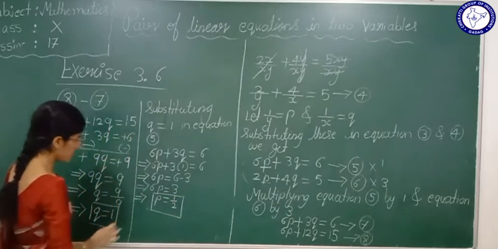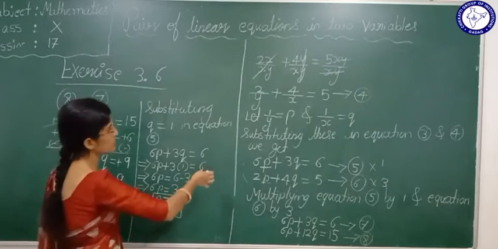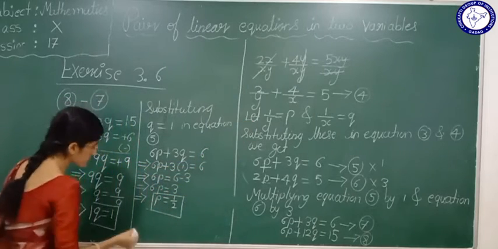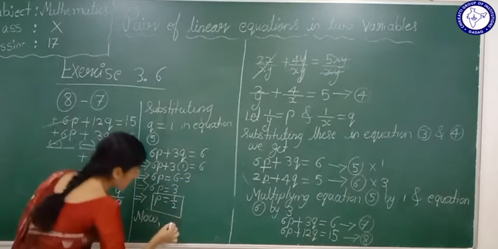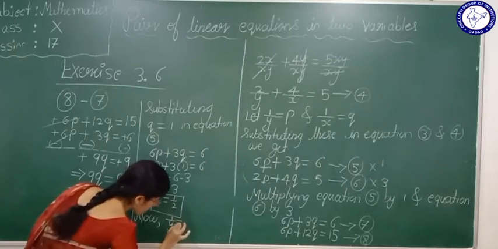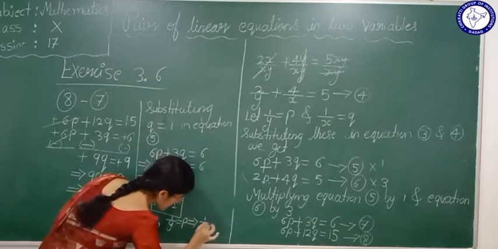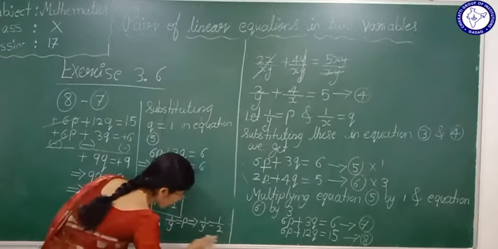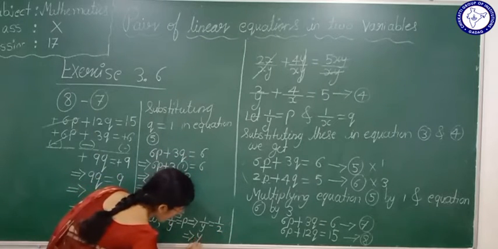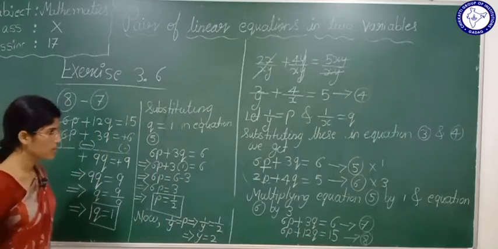Now see here, we got the q value and the p value. What have we assumed here? What is the next step? Now 1 by y is equal to p. So this implies 1 by y is equal to, in place of p what is there? 1 by 2. So this implies y is equal to 2. The y value we got is 2.